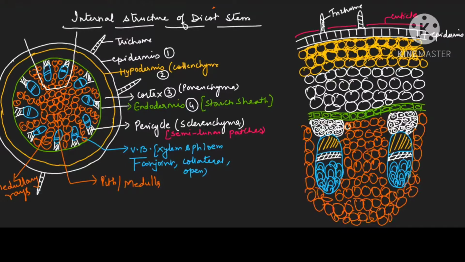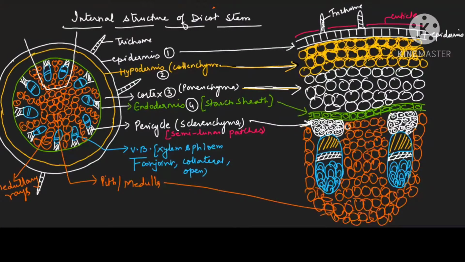So let us match all the labelings. This is your epidermis. Then this is your collenchymatous hypodermis. Then next, this is your cortex. This was your endodermis, the starch sheath. This is pericycle, which is made up of sclerenchyma. This is pith or medulla. And these are your medullary rays.